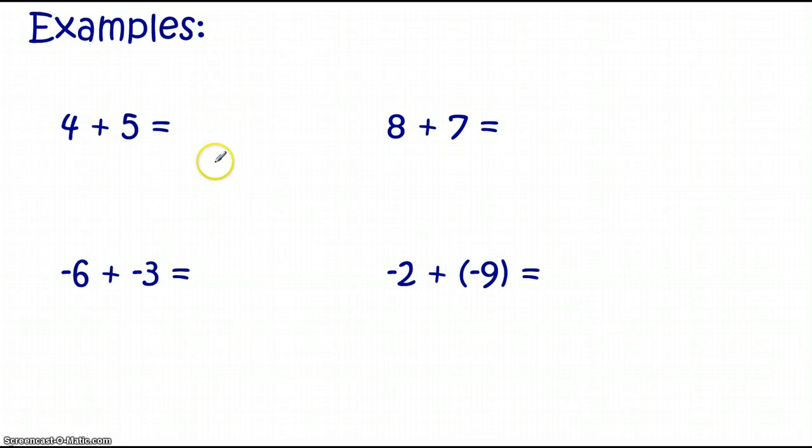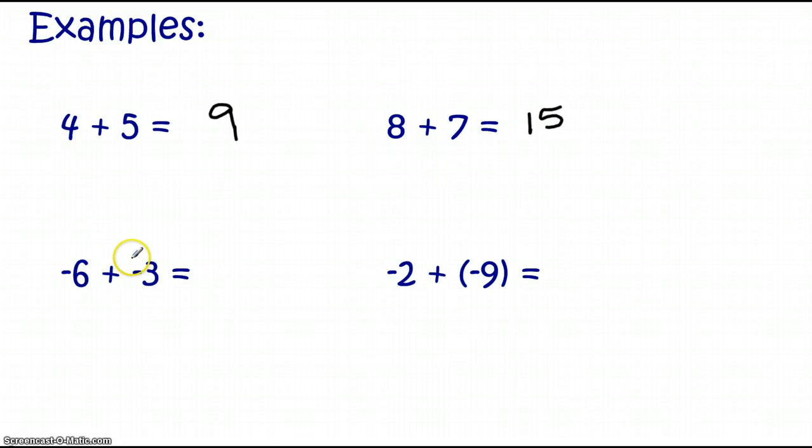Alright, here are some examples that you can put in your boxes. Alright, 4 plus 5 we've done before. These ones all go on the left-hand side where it says same signs. So 4 plus 5, those are both positive, so we just add their values and it stays +9. 8 plus 7, same thing, they're both positive, so we add the 8 and the 7 together, and that gives us 15, and it stays positive.